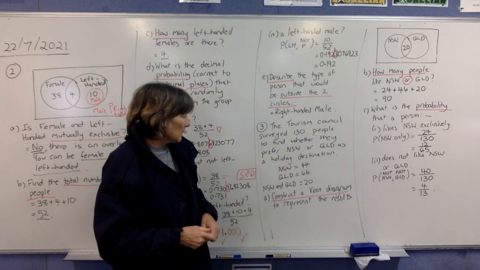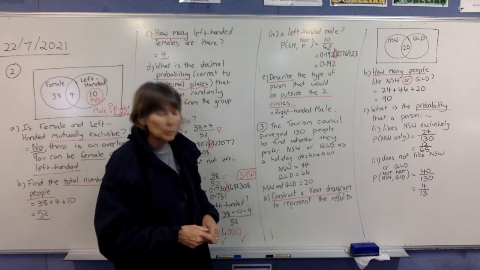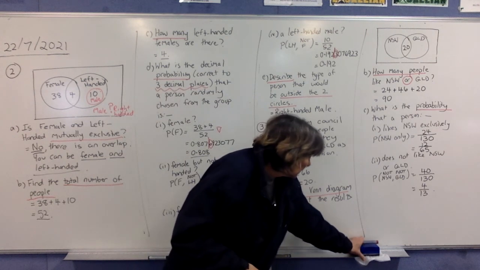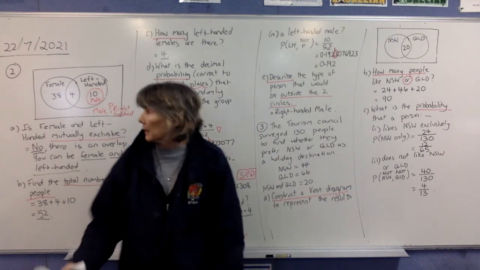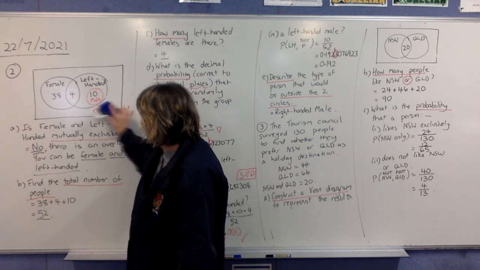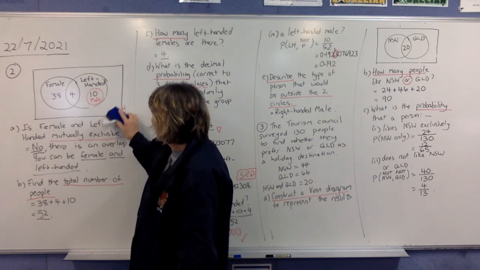Okay, in number 3, this time we're going to draw our own Venn diagram. So the Tourism Council surveyed 130 people. Just get rid of this so you don't get too confused at the beginning.